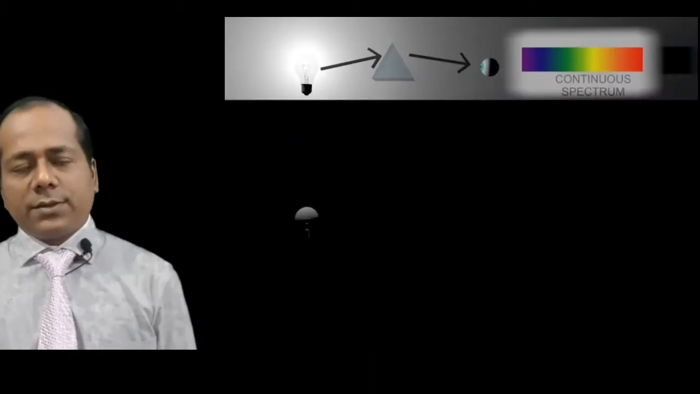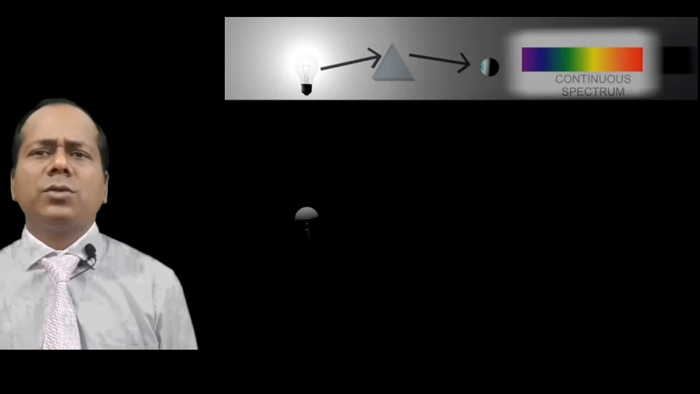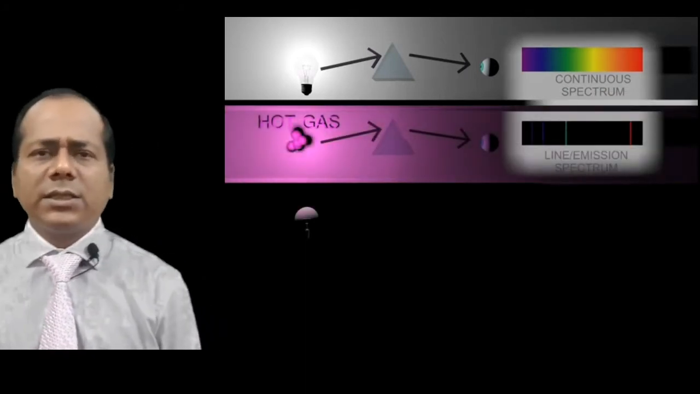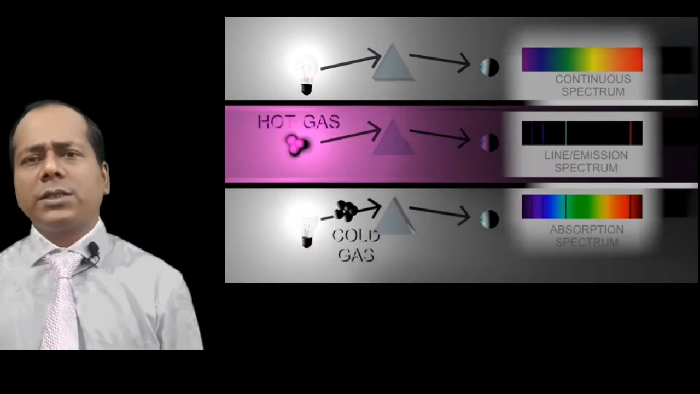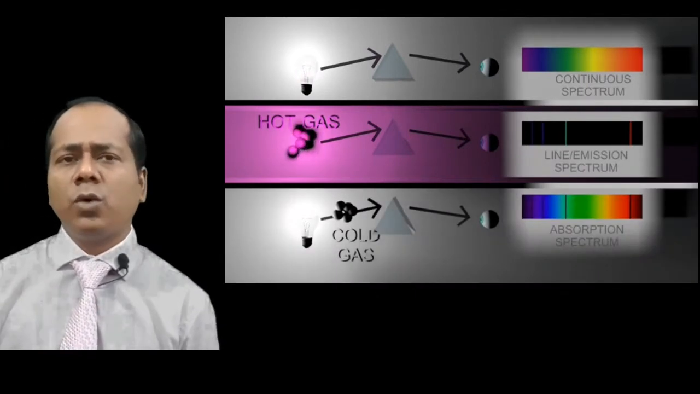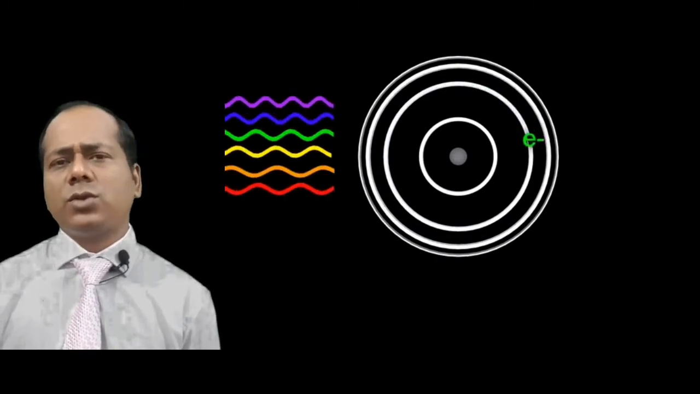My dear students, now we discuss Bohr's atomic model and hydrogen atomic spectra. The explanation of the hydrogen atomic spectra is one of the greatest successes of Bohr's atomic model. When a sufficient amount of energy is supplied to a hydrogen atom, the electrons absorb a definite amount of energy and get excited.